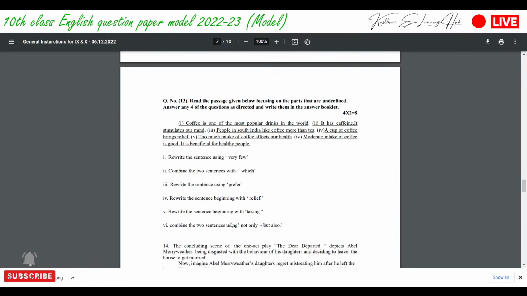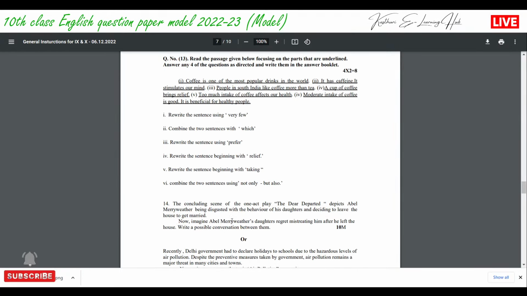Right? Now we move on to the next section, that is read the passage given below, focusing on the parts that are underlined. That is rewrite as directed. Now look, you are given 6 questions, 6 sentences are there. Carefully analyze which one you are sure of, and write only those. Do not write the extra answers. Do not attempt them.